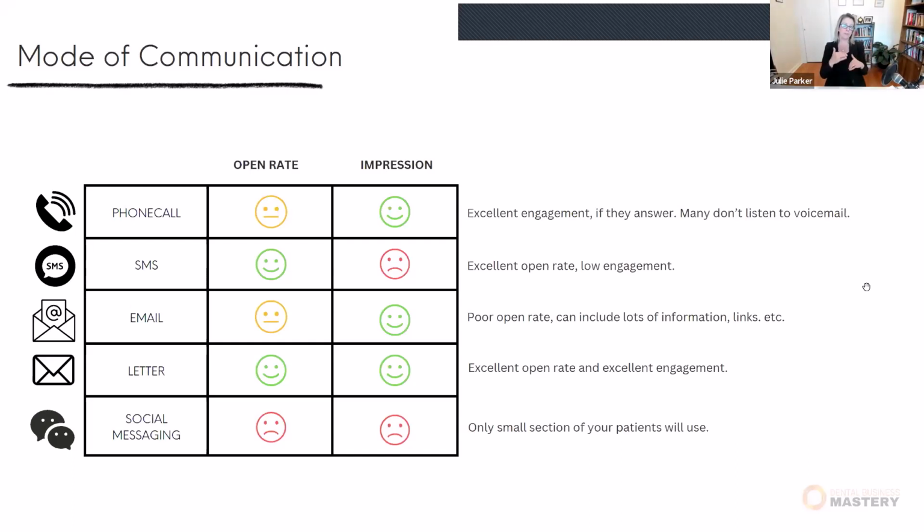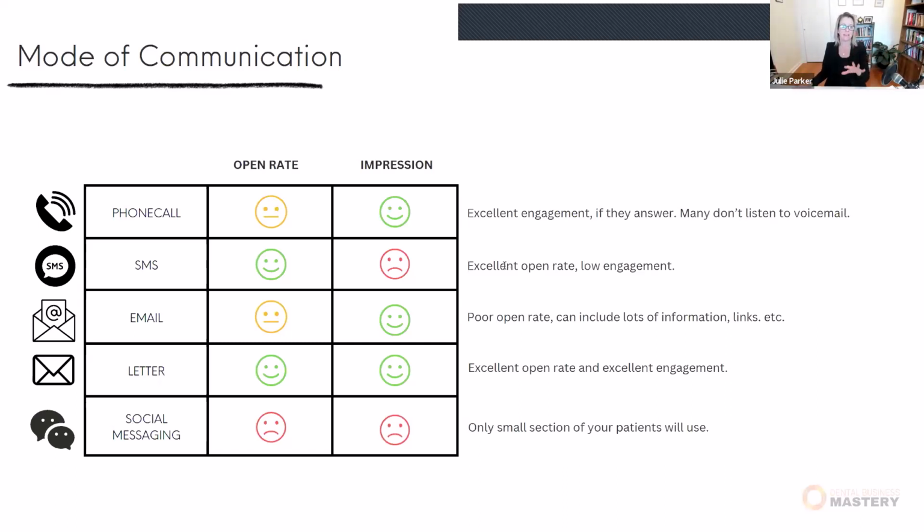And from a mode of communication perspective, it's important to understand the differences in terms of engagement of these different modes of communication, because we can be easily inclined to think, let's just SMS everyone or email everyone because it's cheap and quick and we get through this whole list straight away. However, is it effective? Sometimes no.